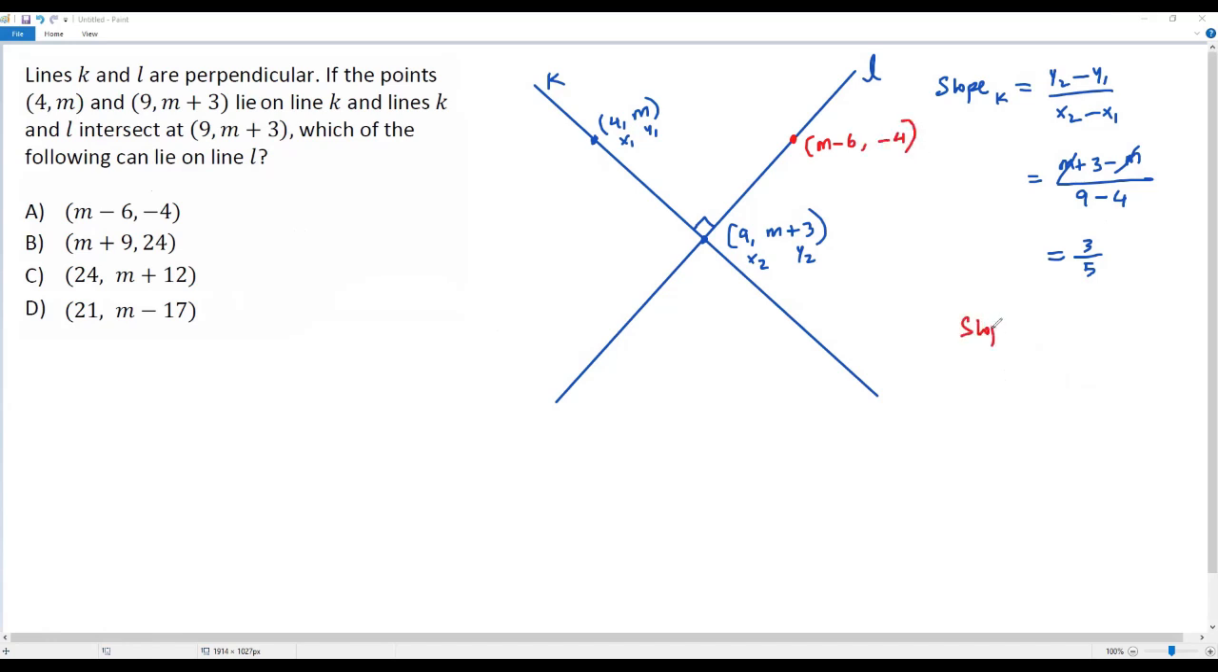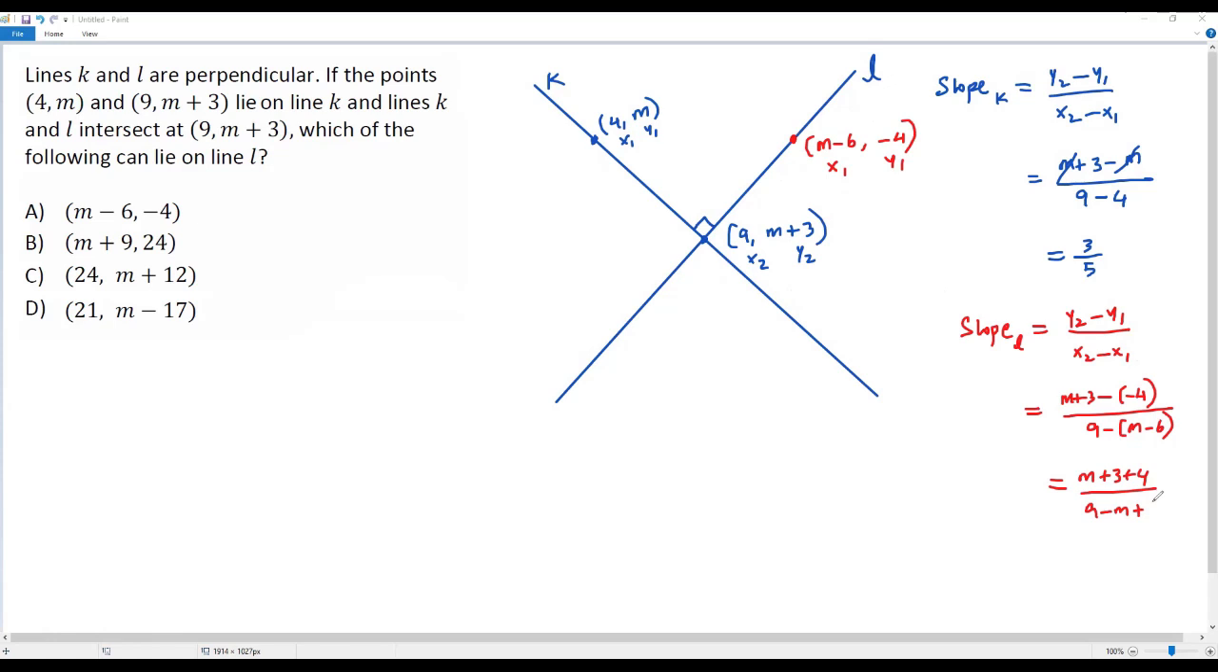Let me write the same formula to get the slope of line L. The formula is (y2 - y1) divided by (x2 - x1). We have already taken this point as (x2, y2), and let me take this as (x1, y1). We have these 2 points on line L. Let's get the slope of line L using these 2 points. For y2 we have m+3, minus, for y1 we have -4. For x2 we have 9 and for x1 we have m - 6. Here m+3, negative times negative is positive 4. Then 9 - (m - 6); we can distribute this negative sign to the m and the -6.